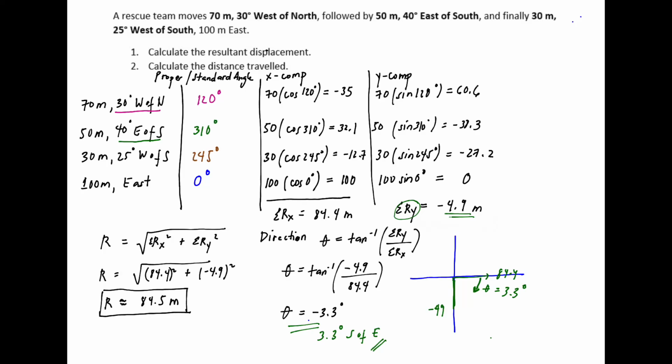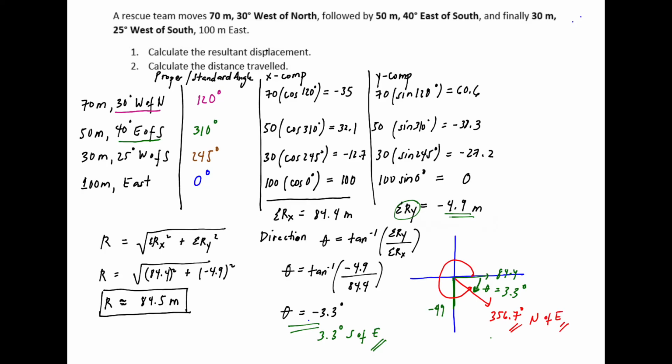And so if we translate it into a proper angle, that is from here up to here, somewhere here. So the proper angle will be around 356.7. That is 360 degrees minus 3.3 degrees, that is 356.7 degrees, or we could say 356.7 degrees north of east.